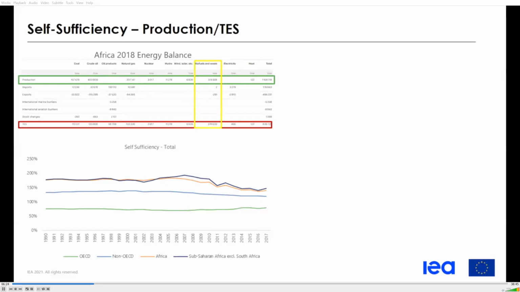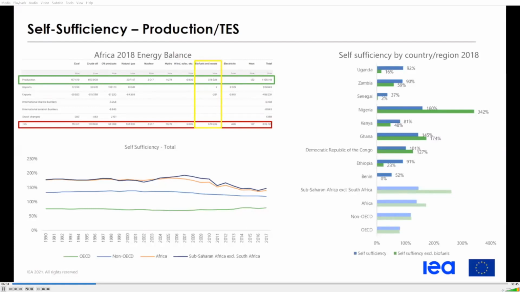In sub-Saharan Africa, a very high self-sufficiency rate is due to the top oil producers. Now, if we compare the self-sufficiency by country, we see that again there are differences because of biofuels and waste. For example, for Uganda, the self-sufficiency can seem very high at around 90%. But if we look at the energy balances, we see that there is a very high share of traditional biomass in the energy mix. And if not accounted, we see self-sufficiency drastically decreasing to 16%.